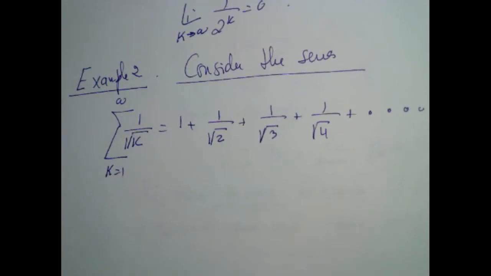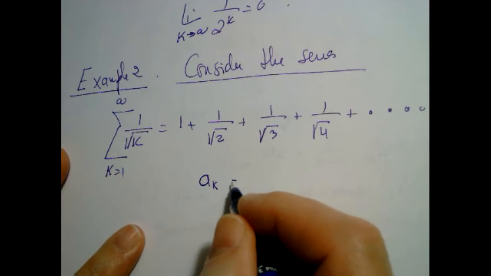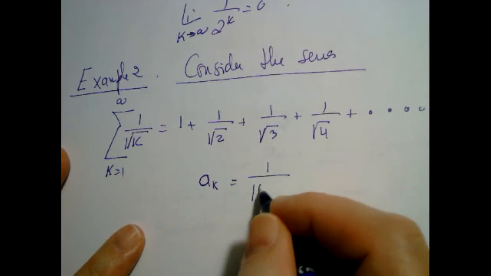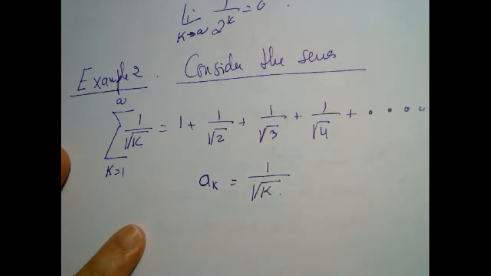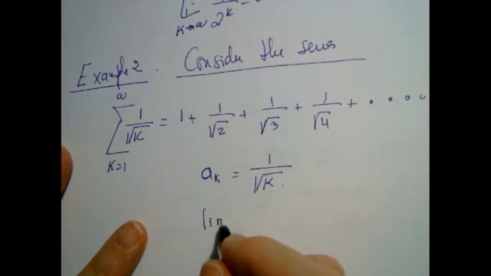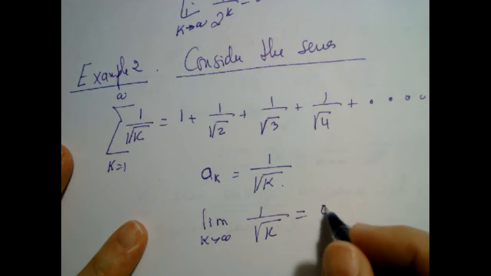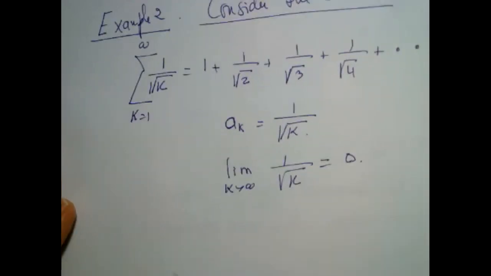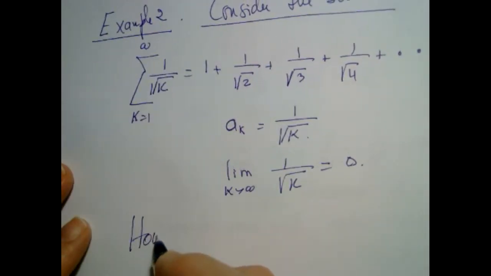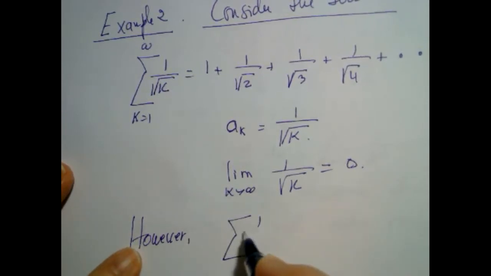Now, what's a_k here? It's 1 over the square root of k. Now, the terms here definitely go to 0. When k goes to infinity, square root of k goes to infinity, so 1 over it is equal to 0. However, that's the important part: the series diverges.